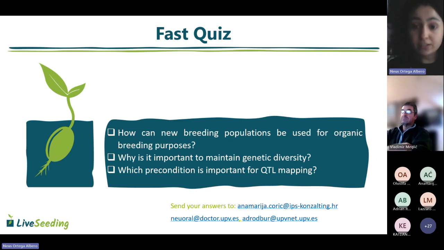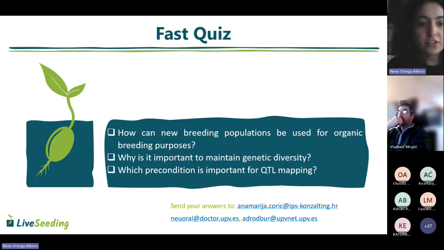How can new breeding populations be used for organic breeding? There are a lot of different answers, and a lot of them are correct. For example, they can be used for widening the genetic diversity of a crop. They are also used for selecting for complex traits and widening the genetic base for complex phenotypes like adaptation to climatic conditions, to organic breeding conditions, or to low-input conditions, and in short, to increase and improve the tolerance and the resilience of the crops.